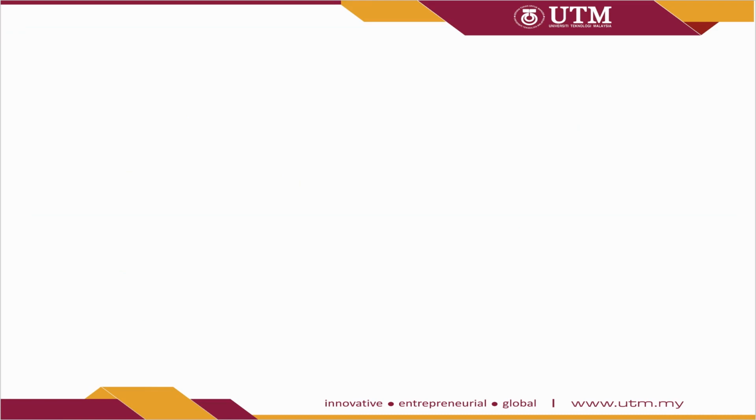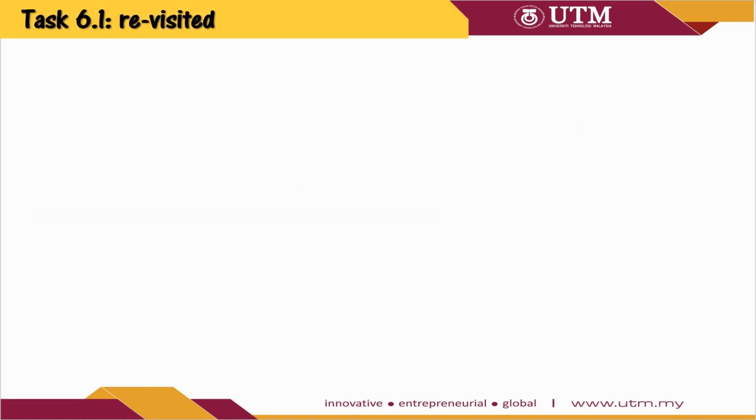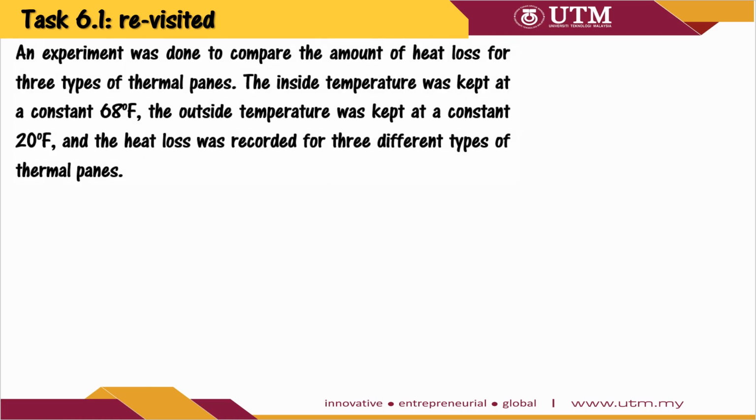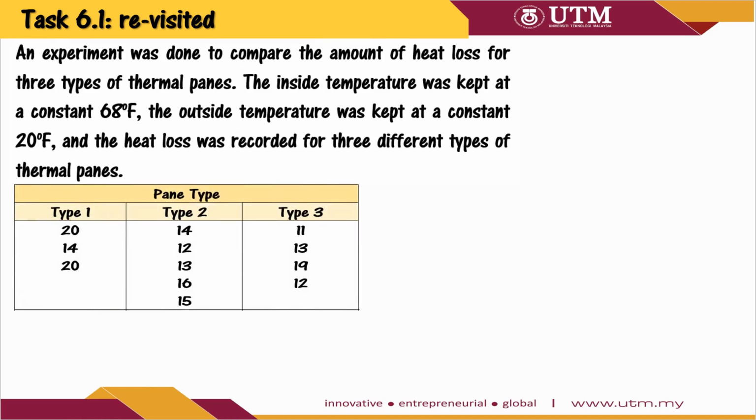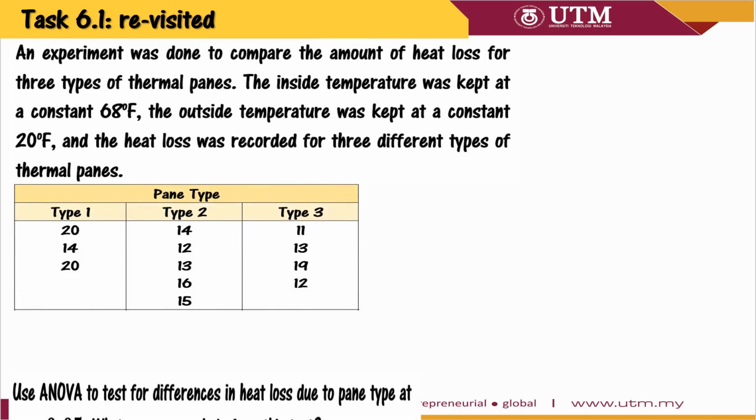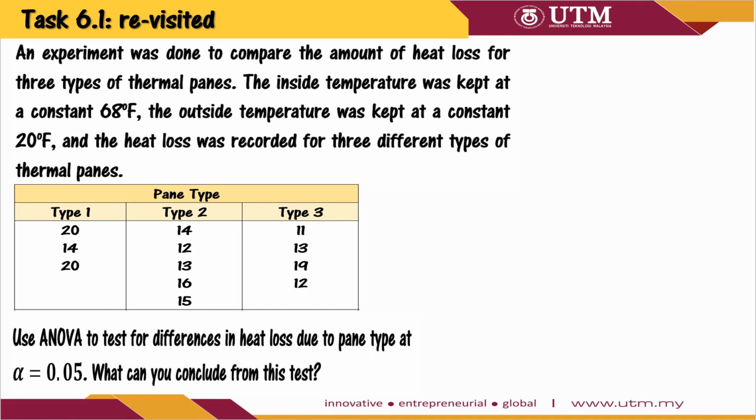For another example, let's look again at task 6.1 from the Statistics for Engineers textbook on page 133. In this task question, we have different unequal sample sizes. The question is to use ANOVA in order to test for the differences in the heat loss, or precisely the mean heat loss due to different thermal paint types, at alpha equal to 0.05.